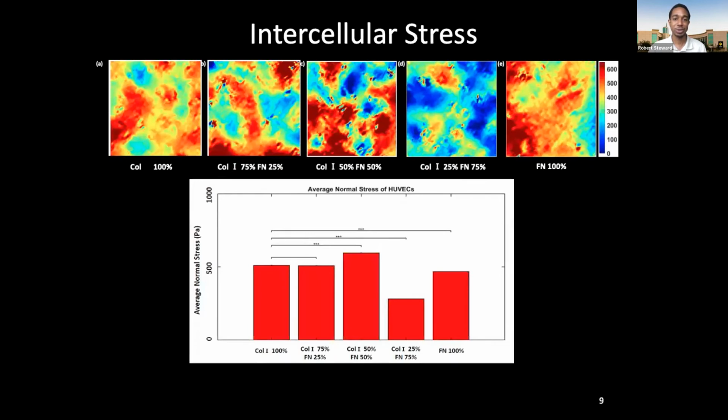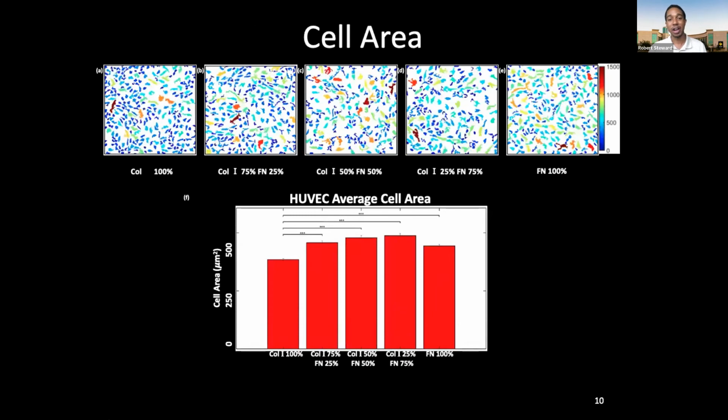So we'll look at intracellular stresses, with similar behavior here, where we go up to a maximum response at the 50-50 collagen fibronectin. And then, I'm not sure what happened with this 25%, 75%, but nonetheless, this is what the data showed. But again, see this adaptation here. Cell area again showed the same response. The main point is that we are certainly getting a change in how the cell behaves mechanically, physically, by simply modifying that ECM protein.